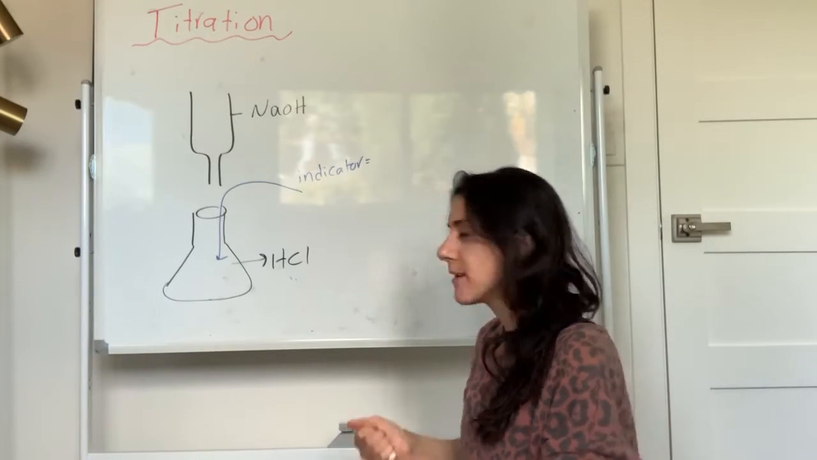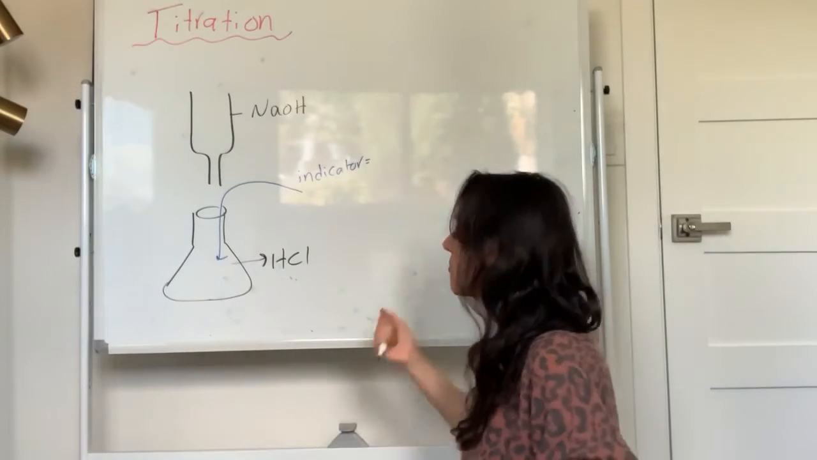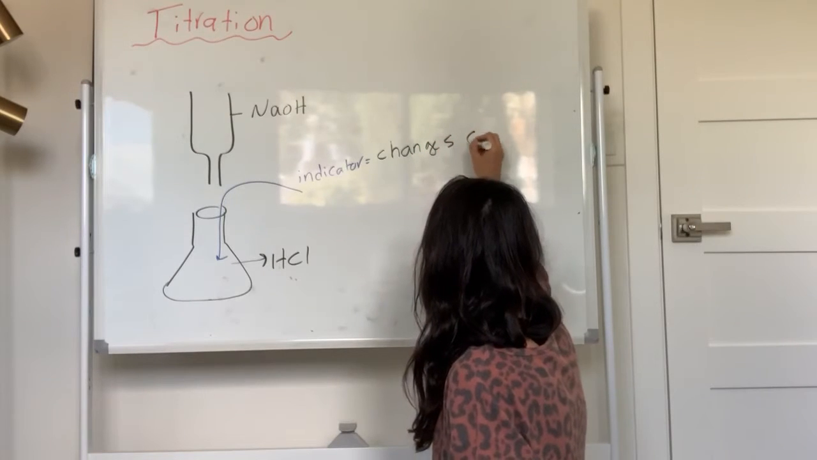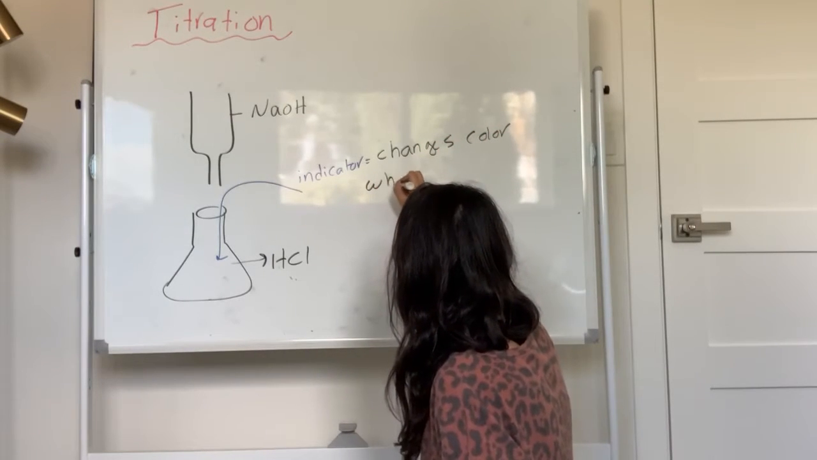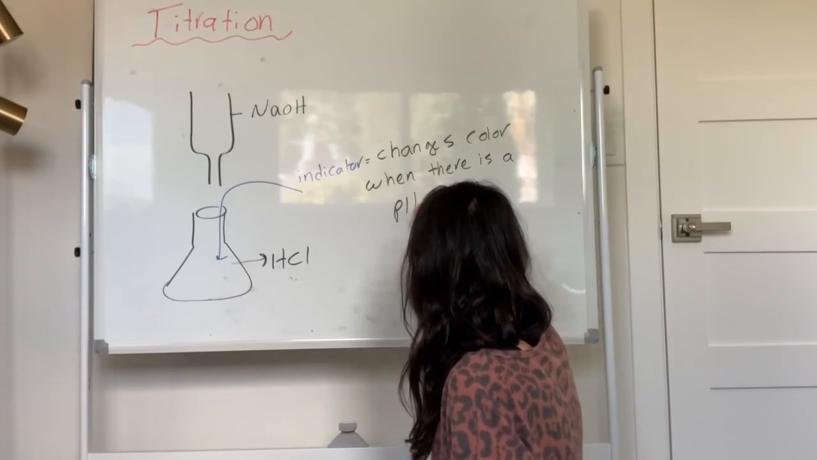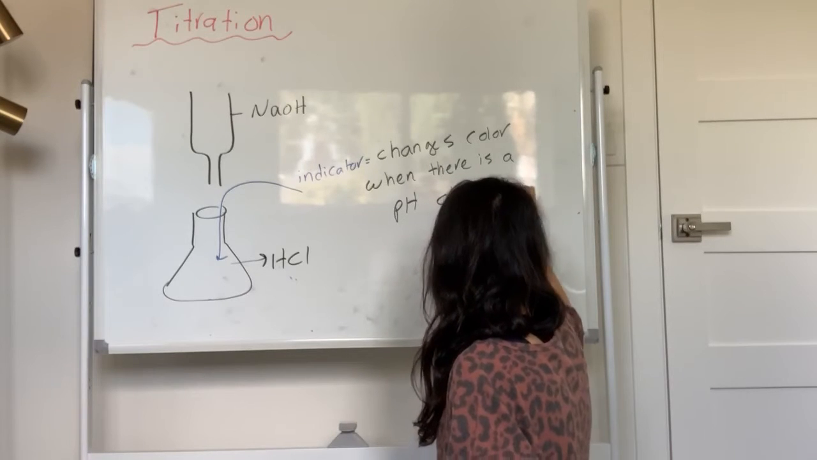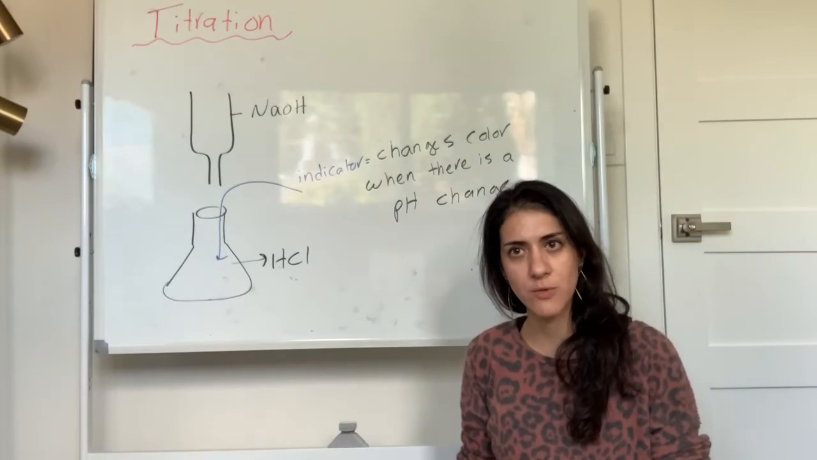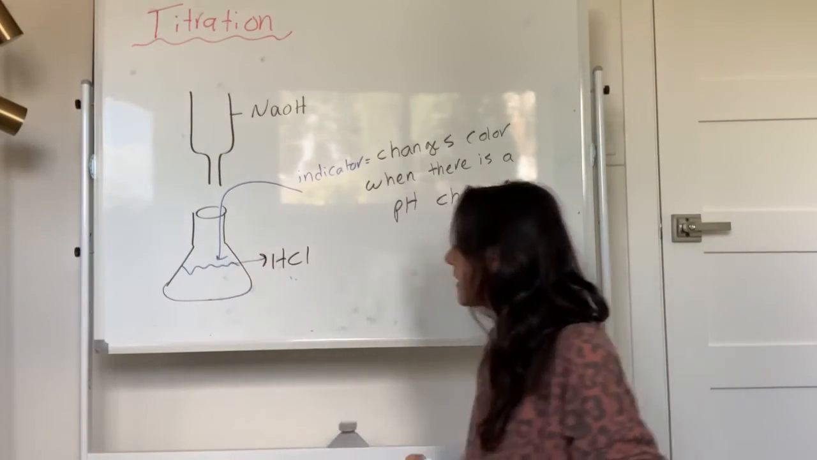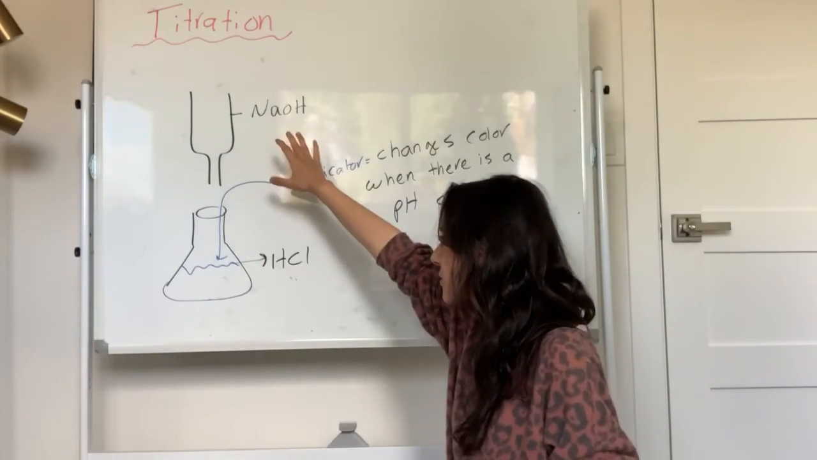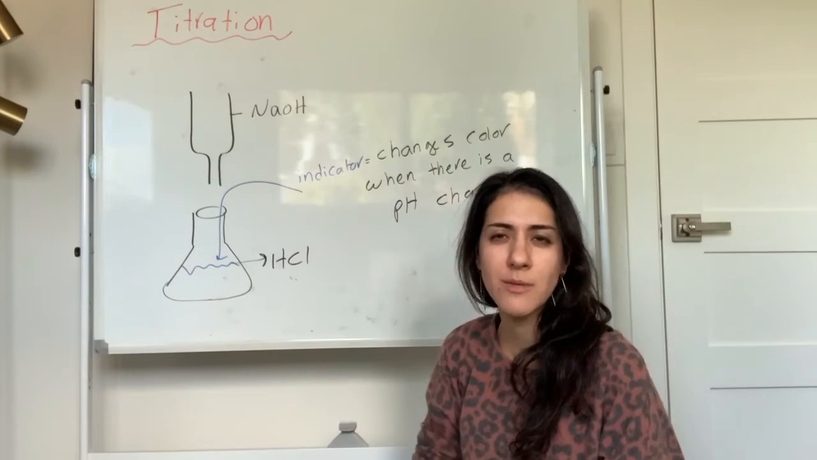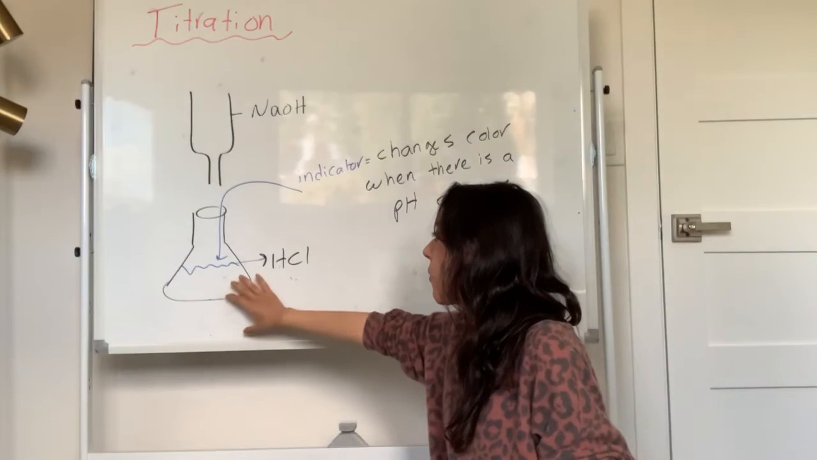Now, what is an indicator? I'm going to talk about this more in a second, but an indicator changes color. Basically, it changes color when there is a pH change. So when there's a pH change, the color is going to change. So far, so good? Okay. Now, here is the concept behind this. So right now, I have my hydrochloric acid, I have my sodium hydroxide, and I have my indicator. It's really crucial that you have an indicator in there. Otherwise, there is going to be no color change, and you will never know when to stop.